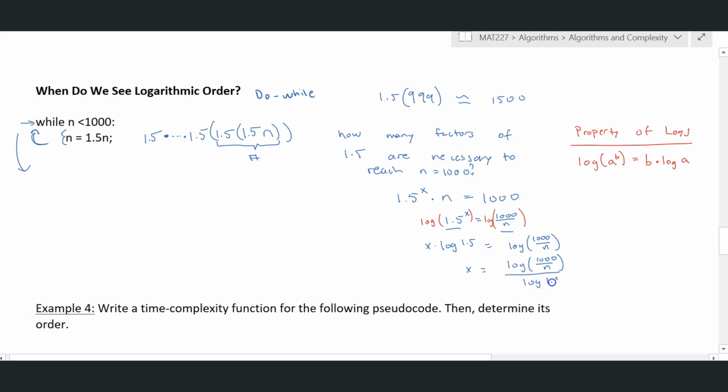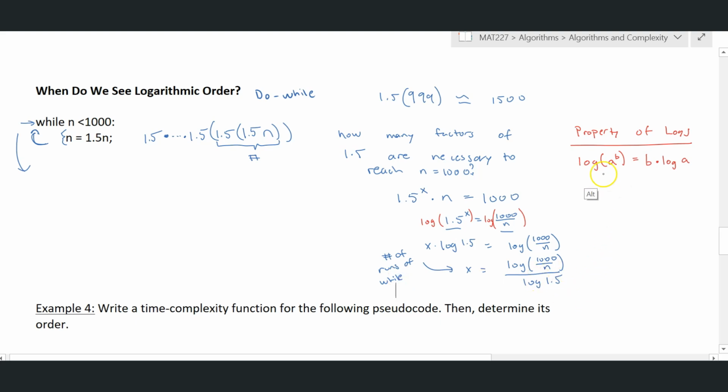Now this may be like, well, is this logarithmic order? I thought logarithmic order was just log of the unknown, which in this case we're dealing with n as our unknown. x will just tell us the number of times this is going to run, right? And so this is the number of runs of the while loop.